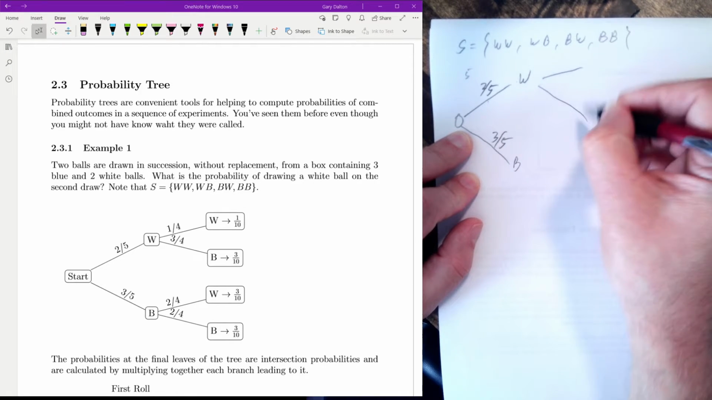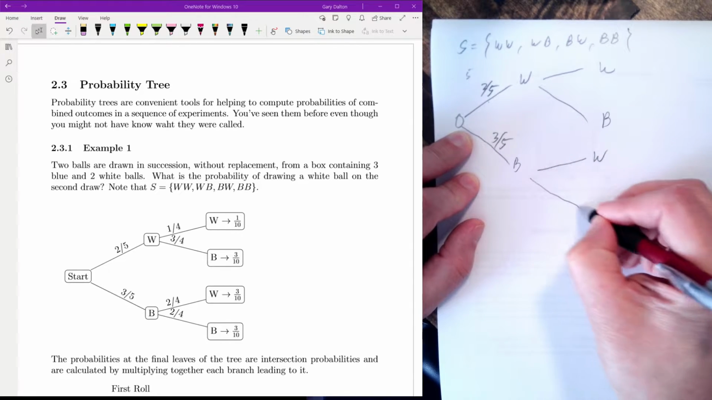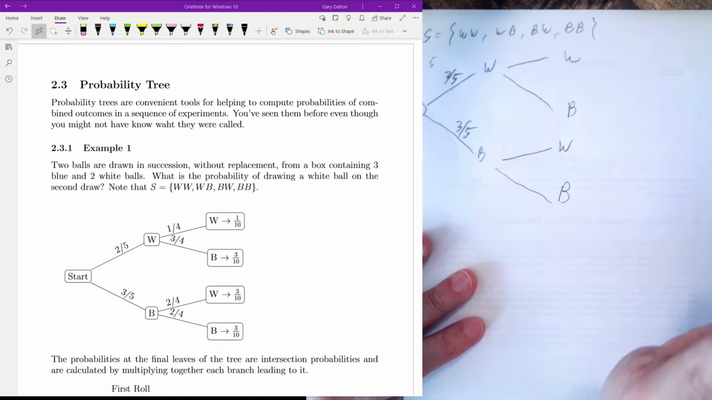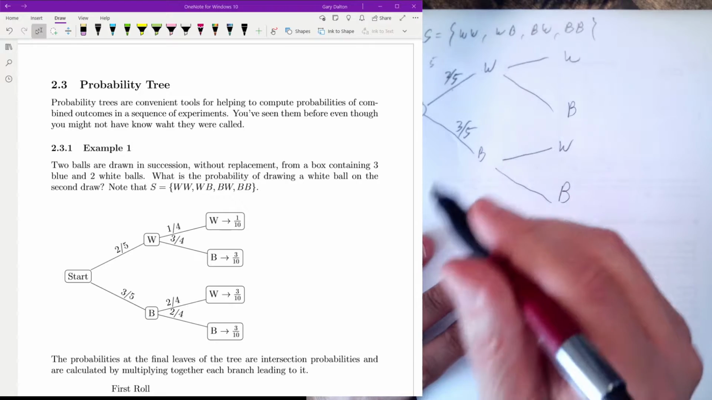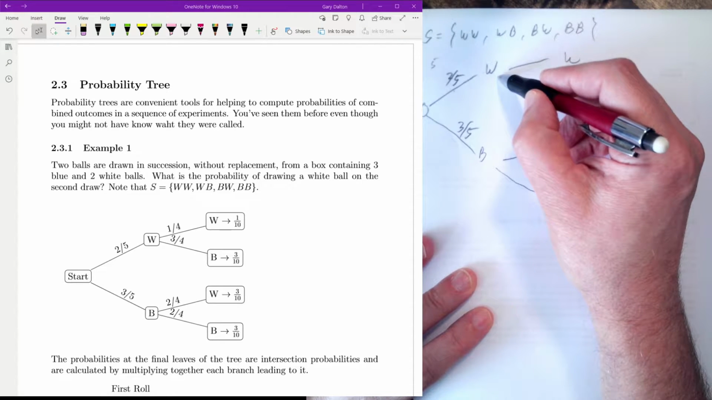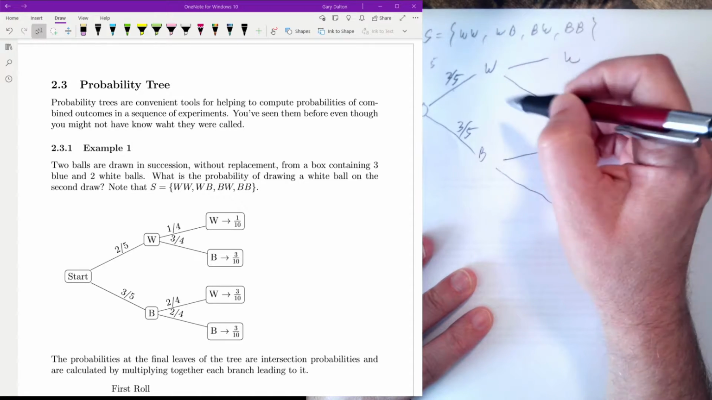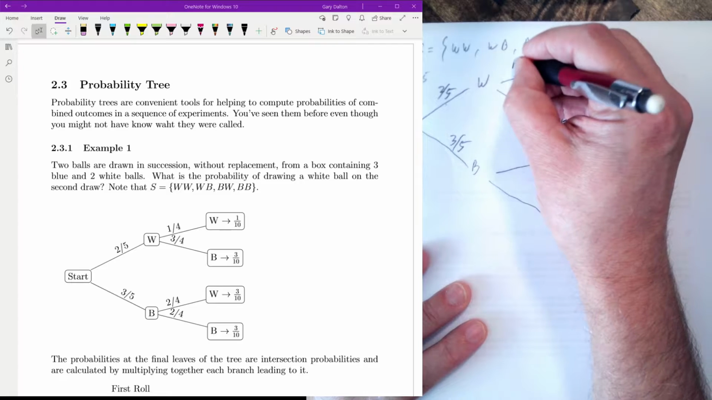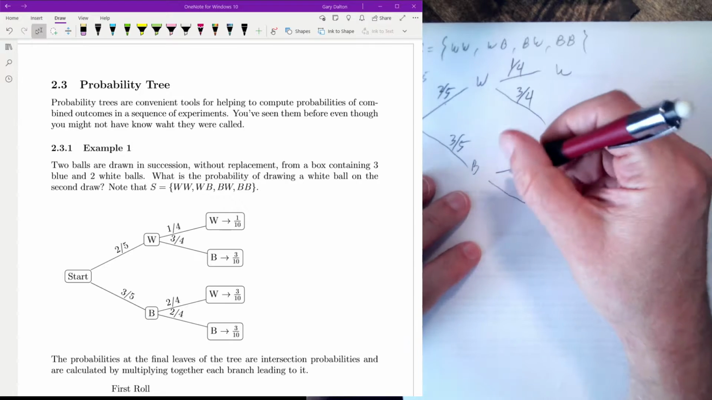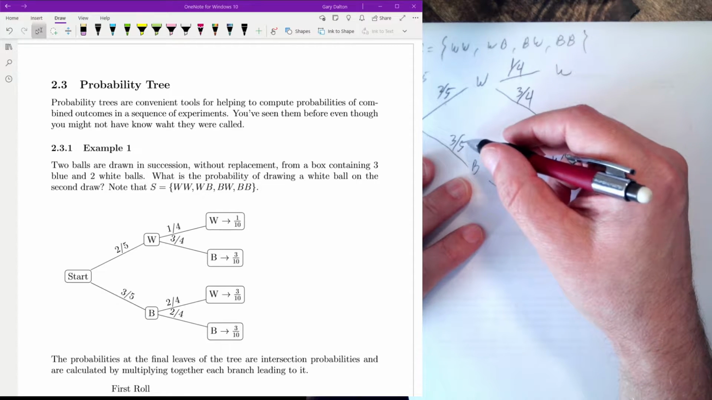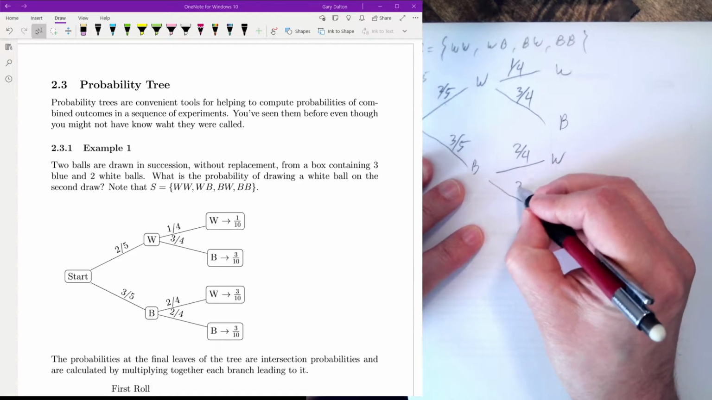And then now we can draw a white or a blue. And from here we can draw a white or a blue. But we no longer have five balls in the box. If we're up on the top, we have one white ball and four balls total. So we've got one white ball, so 1/4 and 3/4. On the bottom, we have two blue balls and two white balls. So 2/4 and 2/4.